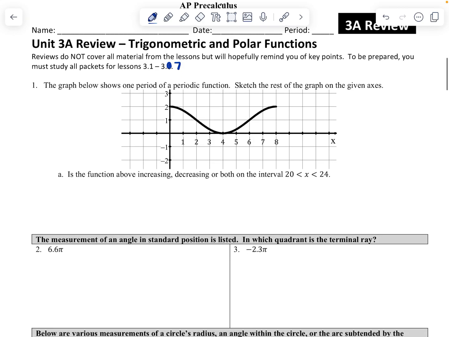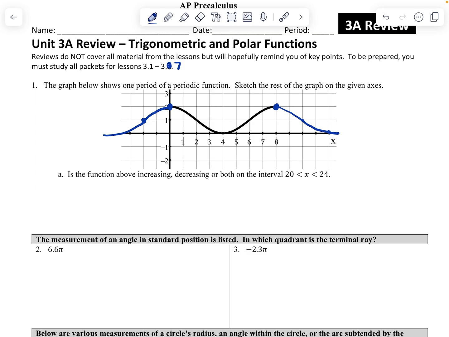So this first problem, the graph below shows one period of a periodic function. Sketch the rest of the graph on the given axis. So if I look here, it's back up at 8. So at 1, 2, 3, 4 more, it'll be down here. Let's see, at 2 more. So I can make some of these points pretty accurate. So it's going to go to here. So it's going to look something like that.